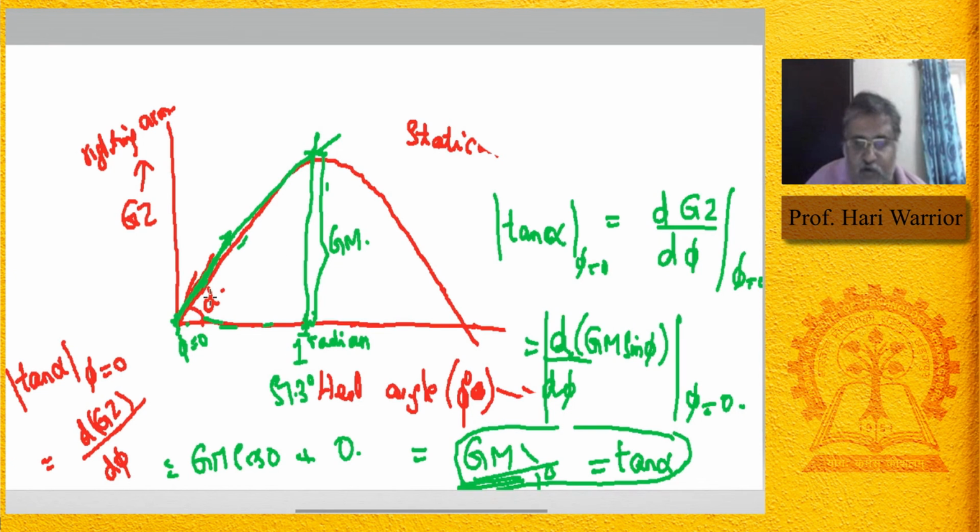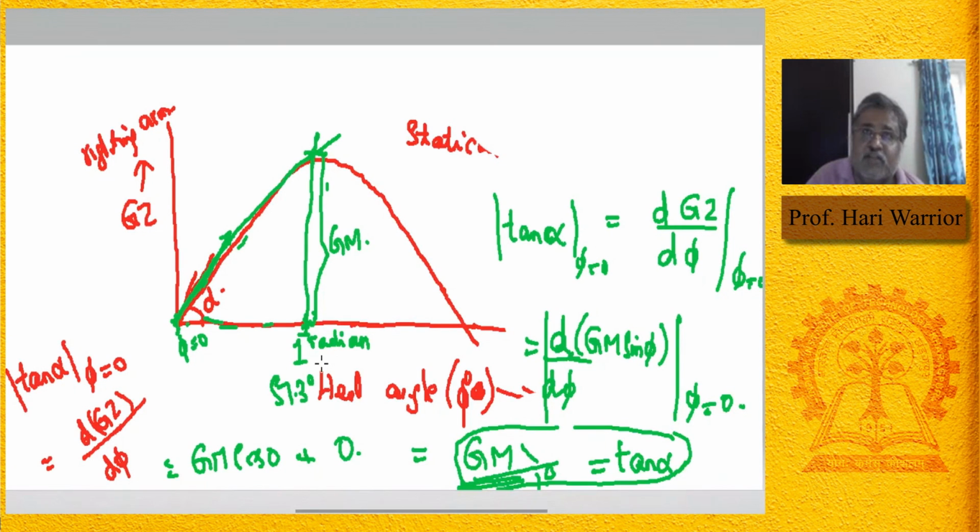we have got tan alpha at phi equal to 0. That is important. Tan alpha is the slope of the curve at phi equal to 0, at the origin. Tan alpha is equal to dy by dx, the y coordinate divided by the x coordinate. Means it's the opposite divided by the adjacent, right? That is how you get the tangent of alpha. So if you put the opposite as GM and the adjoining distance as 1 radian, this tan alpha will become GM divided by 1 radian, which is equal to GM.